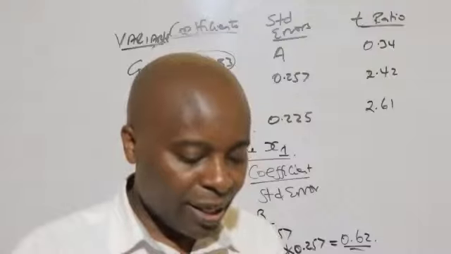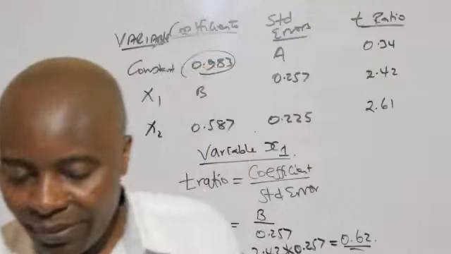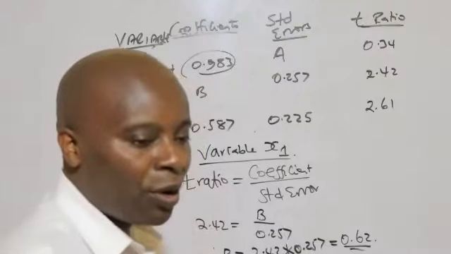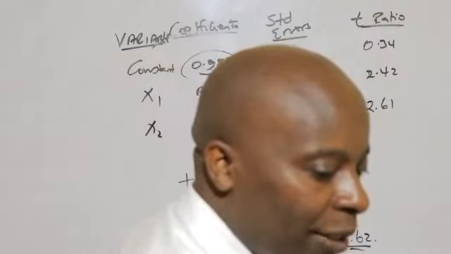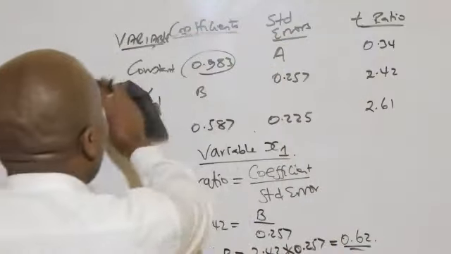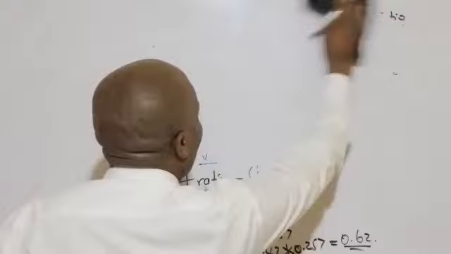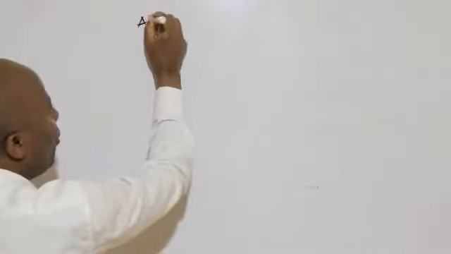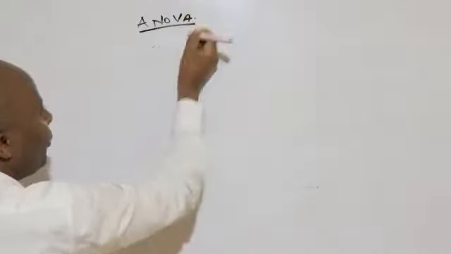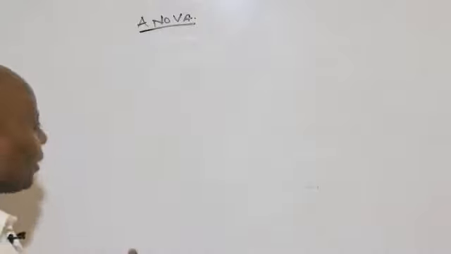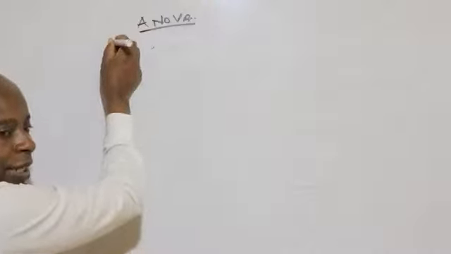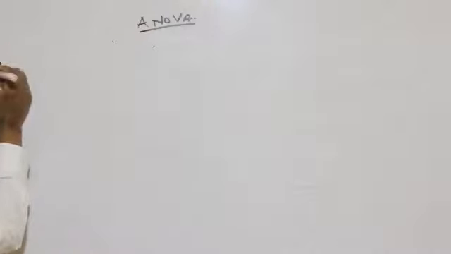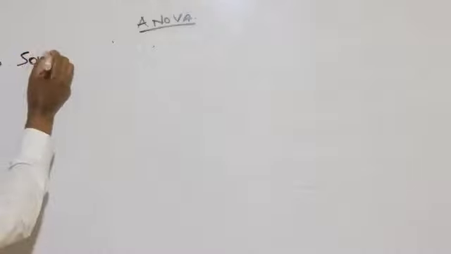Given the ANOVA table, what does ANOVA stand for? ANOVA stands for analysis of variance. So under the ANOVA table, I will be interested in the sources of my variances, the types of variances.